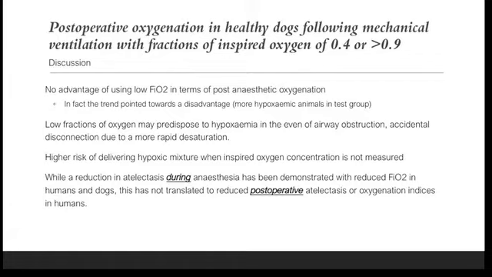And again, while there are previous studies which show that atelectasis is improved by using nitrogen and a low oxygen fraction in both humans and dogs, this is not translated into oxygenation measurements in dogs in this case.